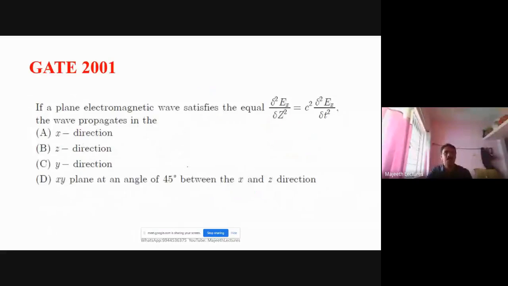You see, this is a GATE question. That's why I have emphasized that if a plane electromagnetic wave satisfies this equation, in which direction does it propagate? You see it has x component. Numerator is talking about component. Denominator is talking about direction of propagation. So the answer is z direction. Option B.